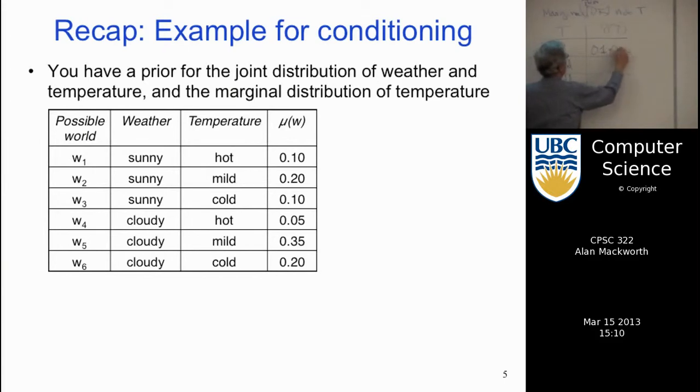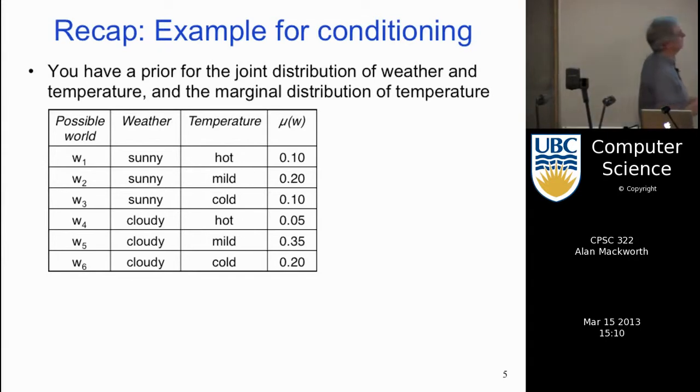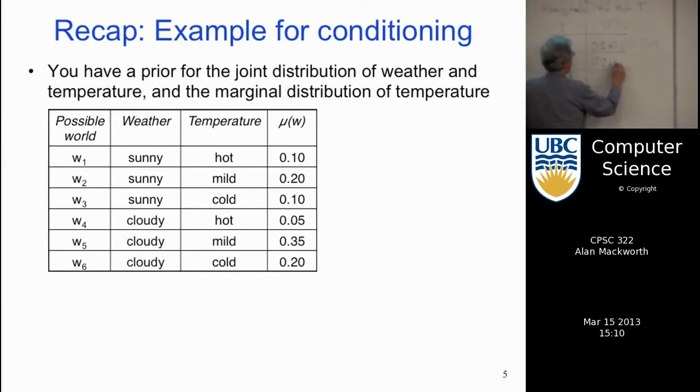So I get 0.1 plus 0.05. And I have to do that for each value of the temperature. So for mild temperatures, I find all rows with mild in them, these two. And I don't care what the weather is, and so I add 0.2 and 0.35. And then finally, I could get the cold by just adding up these two numbers. That would give me 0.7. That should be 0.3, I guess. So it better be, I look at the two rows with cold temperatures, sunny or cloudy, I get 0.1 plus 0.2. I already knew that was the answer because this has to add up to 1.0.